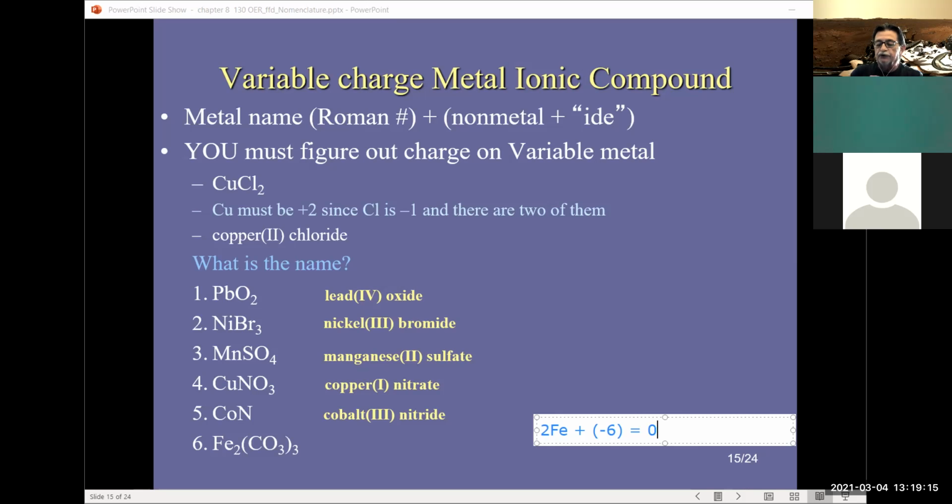Now, here's your algebraic equation. Now you solve for it. What is the oxidation number of the iron that we're using here? What would it be? I set up the equation for you. Can you solve for iron? What would that be, guys?